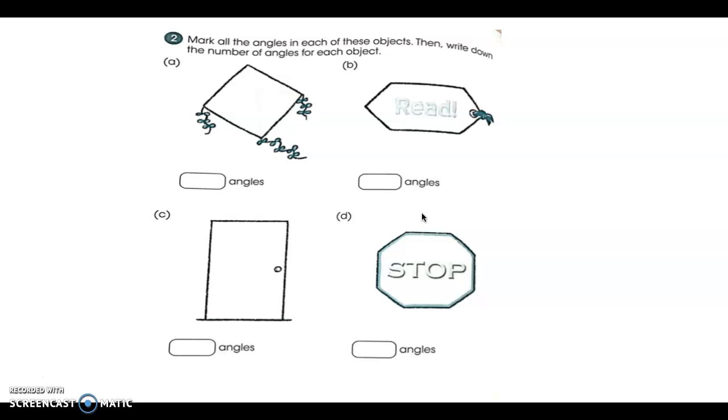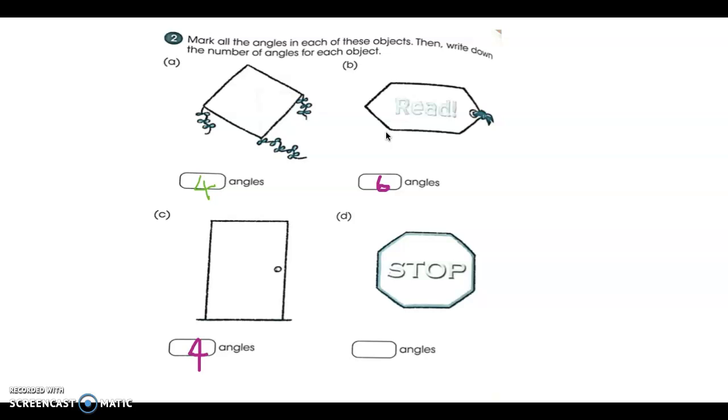Okay, I'll go to number 2 now. You can finish the remaining parts from that page. Mark all the angles in each of these objects, then write down the number of angles for each object. You can mark the angles like this: 1, 2, 3, 4. How many angles? 4, right? This one be 1, 2, 3, 4, 5, 6. How many? 6. You can do the remaining C and D again.